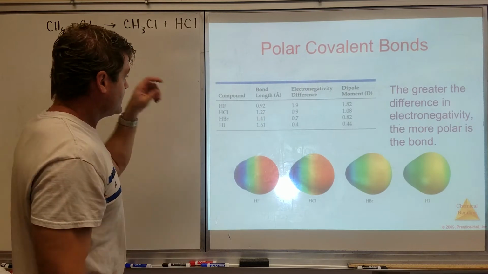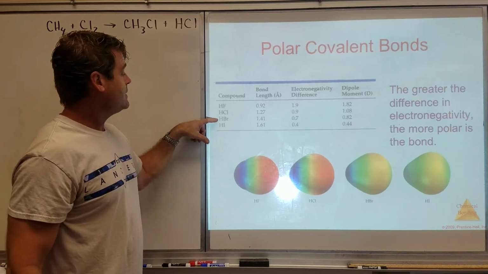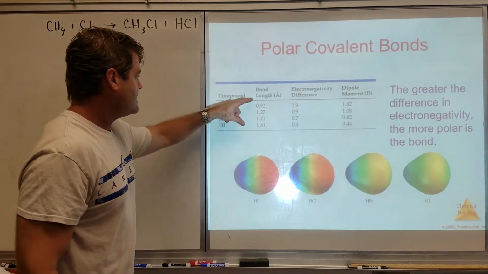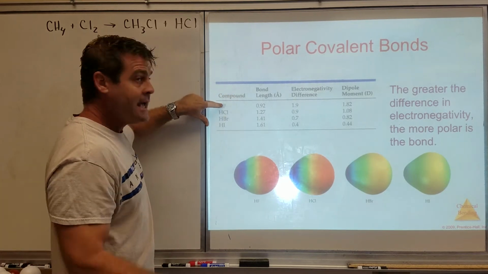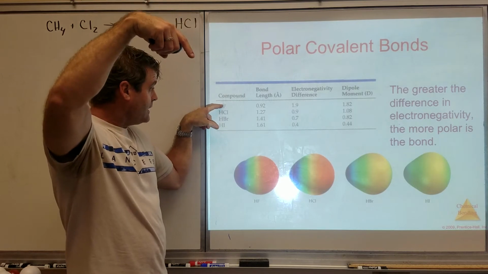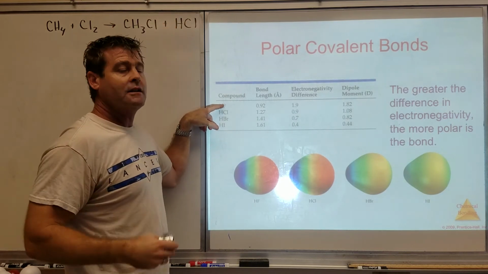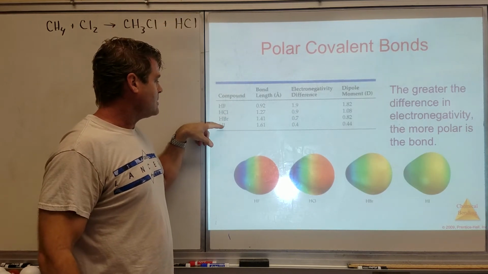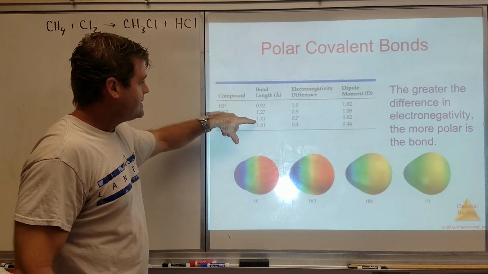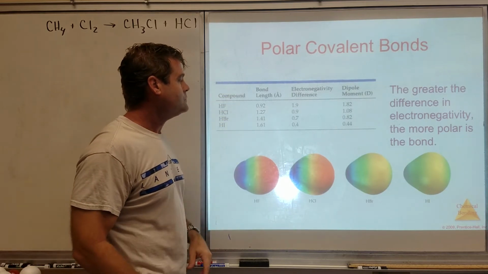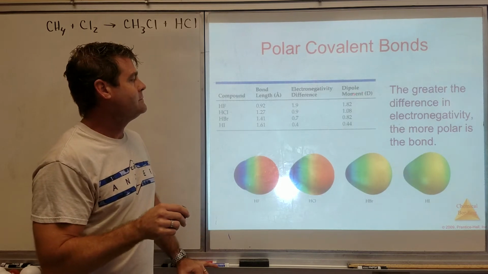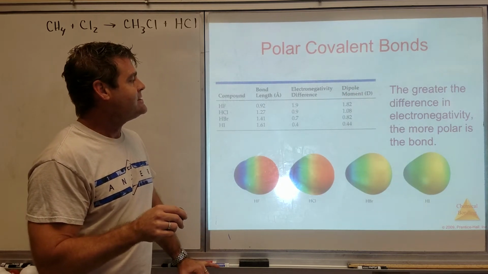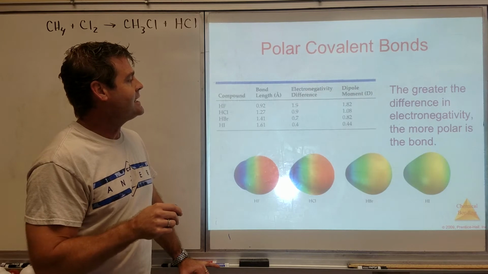So you guys will look, there are several compounds: HF, HCl, HBr, HI. You'll see there's a bond length. You'll notice the bond length gets bigger, and that's because as you go down, chlorine is a larger atom than fluorine, bromine's larger than chlorine, and iodine is larger still, so the bond length increases. But you guys will notice the dipole moment. You see that it is very tied to the electronegativity difference.